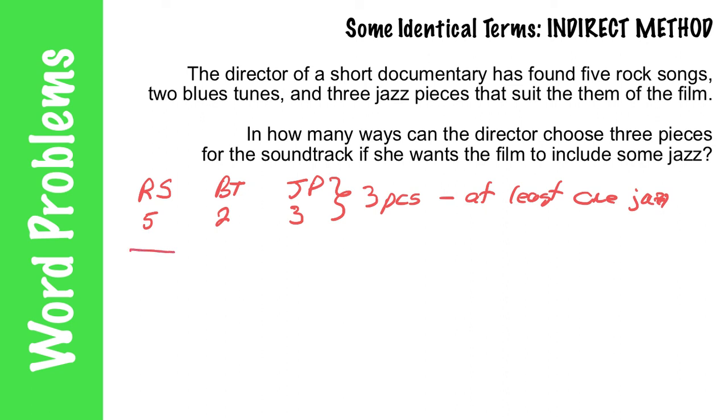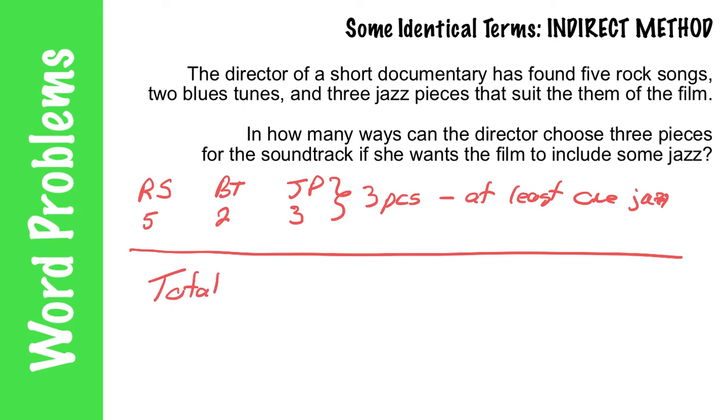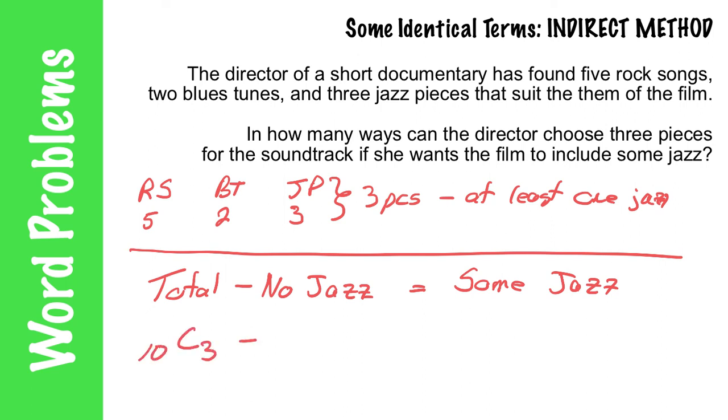Okay, so indirect means that you're going to take the total, subtract out what you don't want. In this case, that would be no jazz, to get what you actually want, which is some jazz. The total ways we can select 3 pieces would be 10 choose 3. Take away the no jazz, which would be 7 choose 3, and that would equal some jazz, and those numbers shake out to be 35.